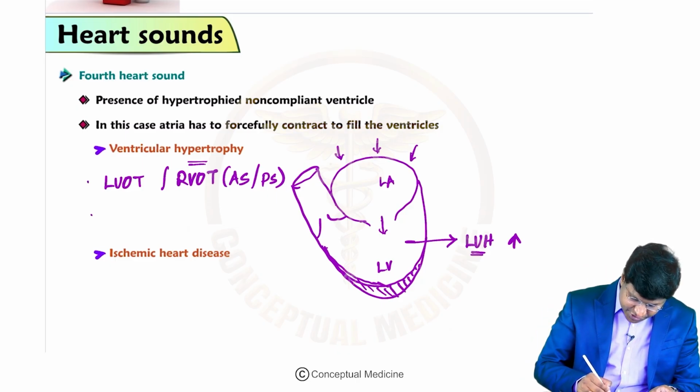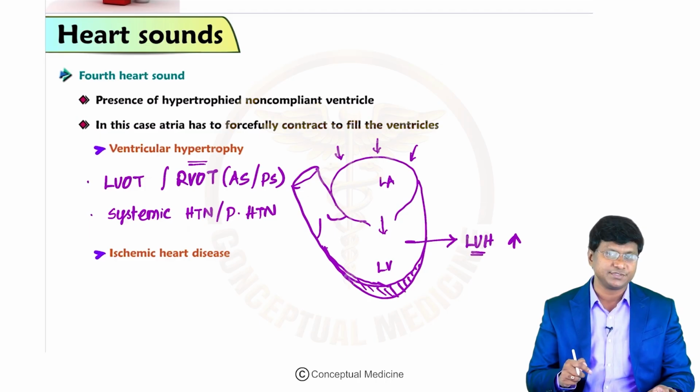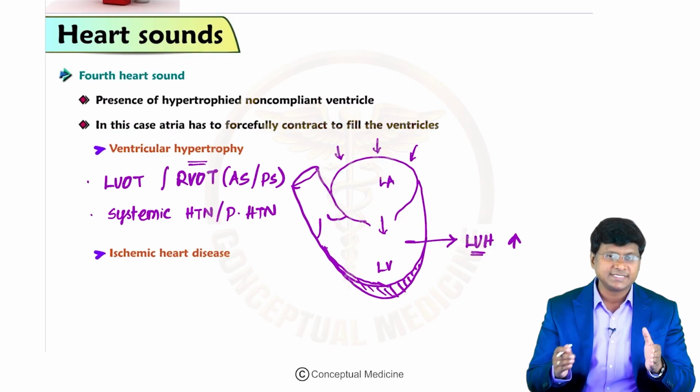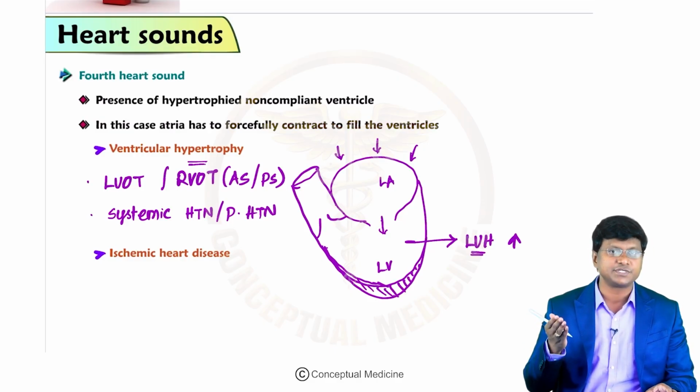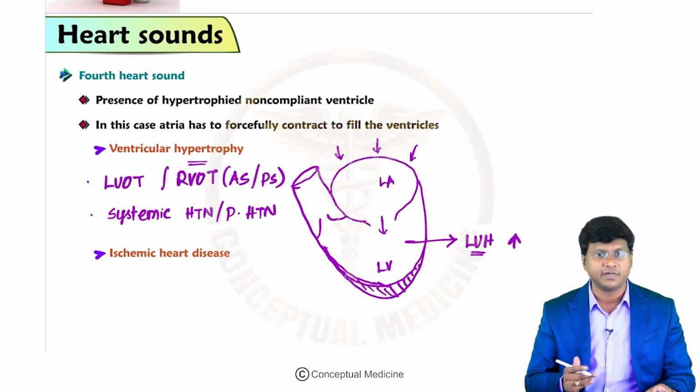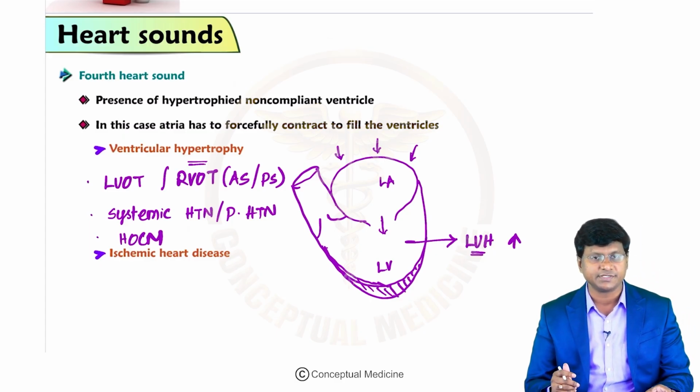Next, take patients with systemic hypertension or pulmonary hypertension. There will be increased afterload on the ventricles. Once there is increased afterload, there will be ventricular hypertrophy. Once there is ventricular hypertrophy, the pressure within the ventricle increases and the atria have to contract very strongly to push the blood into the ventricle, and thereby you will have the fourth heart sound. And then in patients with HOCM, hypertrophic obstructive cardiomyopathy, there also the ventricular pressure increases.